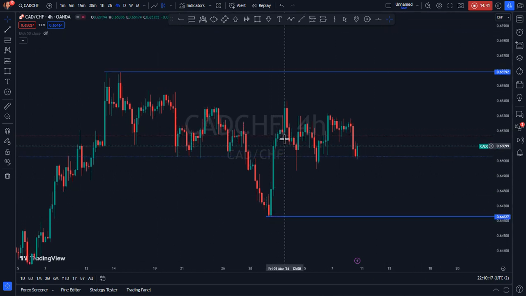I made use of this impulsive phase. So the market gave me an impulsive phase, and then it started doing what? It started giving me a correction. So the market is currently in the correction phase.